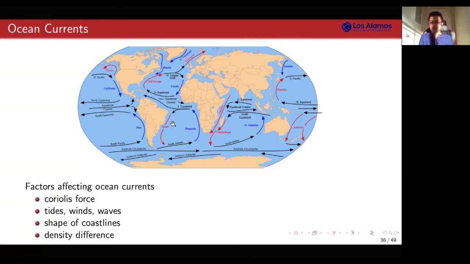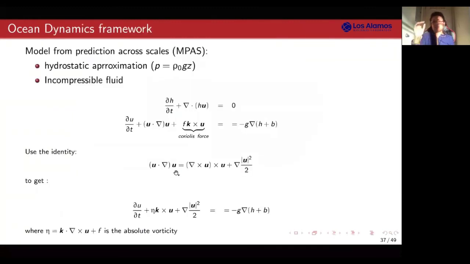And then we have the shape of coastlines also. And finally, the density difference. I am not considering density difference for now. I am just considering the tides, winds, and waves mixing. So the ocean dynamics framework that I use is a typical shallow water framework. A shallow water system is one where there is only one layer of ocean. So if there is only one ocean layer, it is known as a shallow water system.